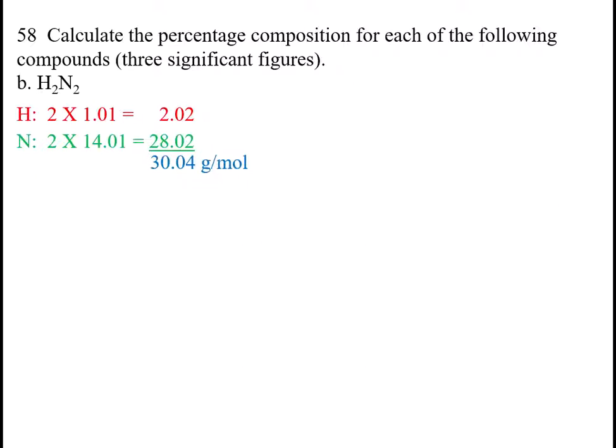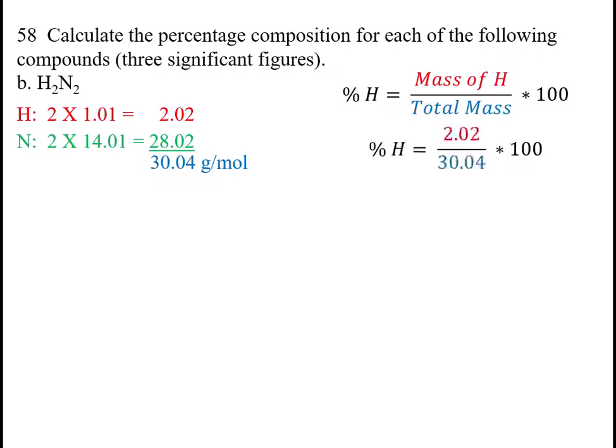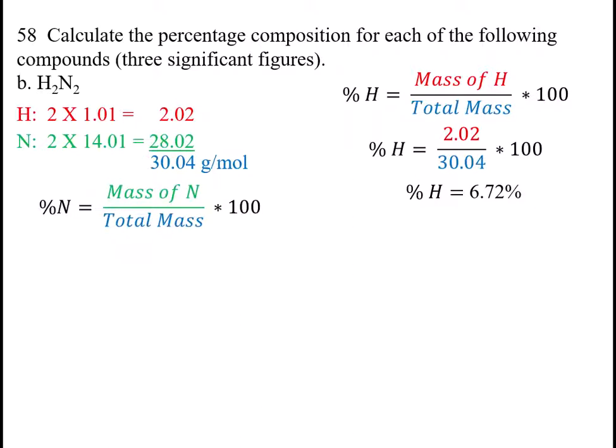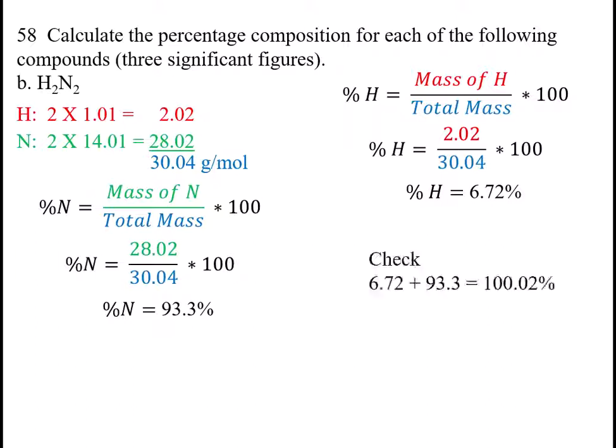So the percent hydrogen is the mass of hydrogen over the total mass, or 2.02 divided by 30.04 times 100. So I have 6.72%. The percent nitrogen is the mass of nitrogen over the total mass times 100. I plug in those numbers and I get 93.3. And then as a check, if this is the whole compound, it should add up to approximately 100. It's very close, and it's just a rounding error that it's not exactly 100.